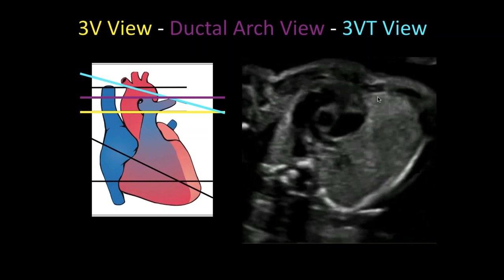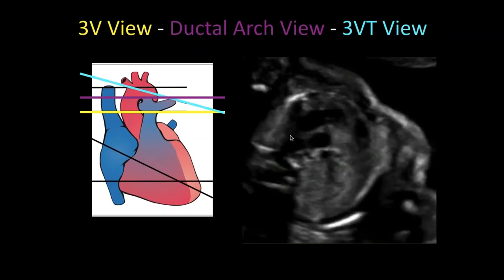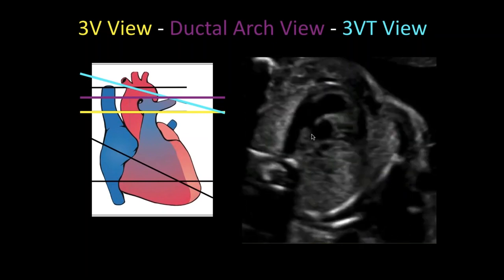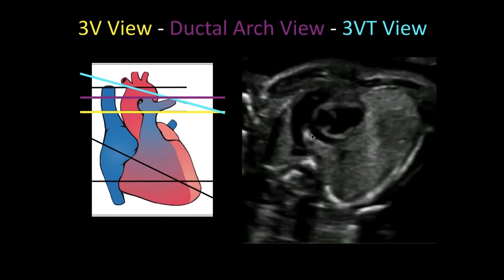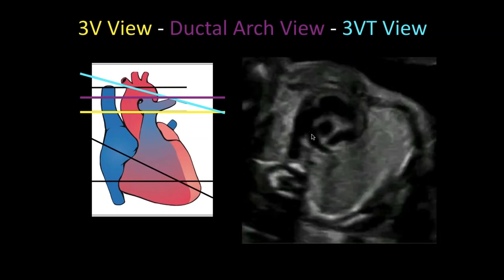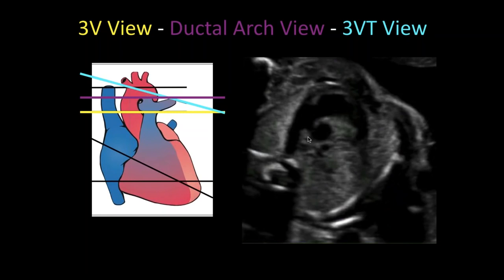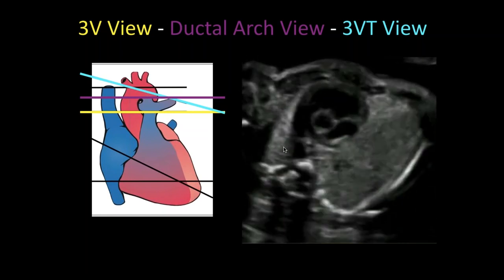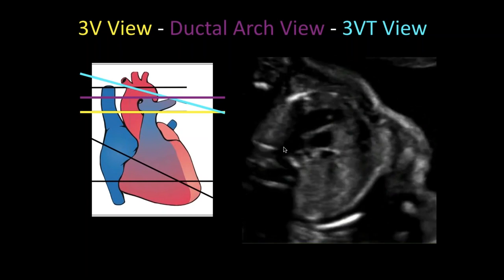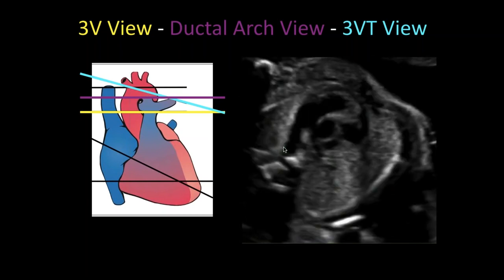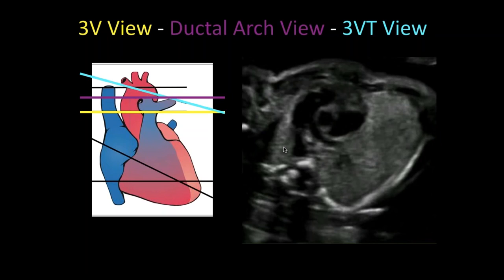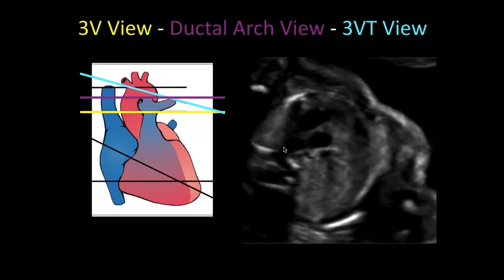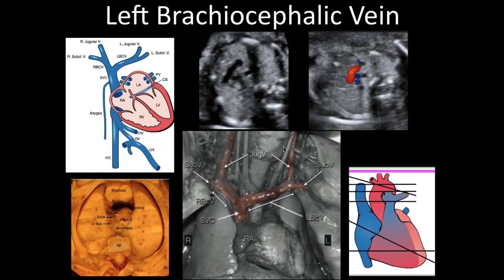So here you see the three-vessel view, ductal arch, and three-vessel trachea. And you see how I'm rotating a little bit to angle to the left side of the fetus to be able to get the three-vessel trachea view together. My advice to you is to really practice on every patient that you scan, looking at cardiac anatomy, how to get those views so you become very comfortable in obtaining it.